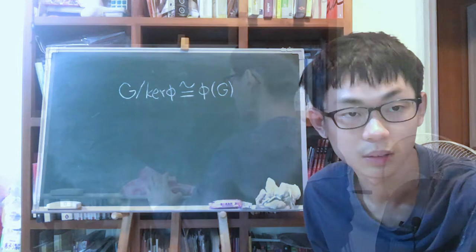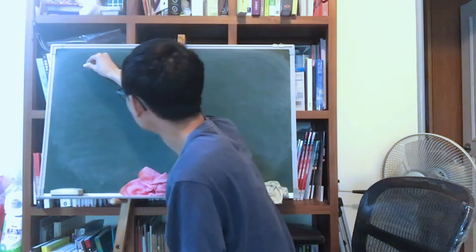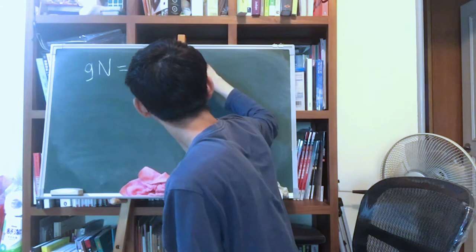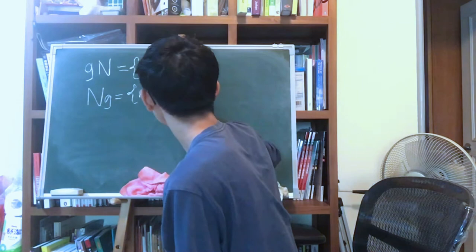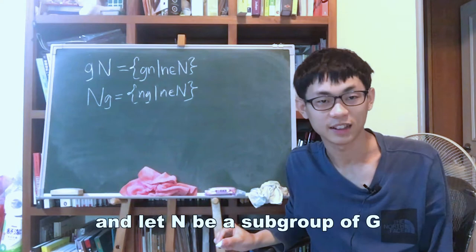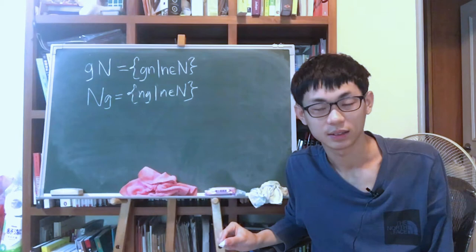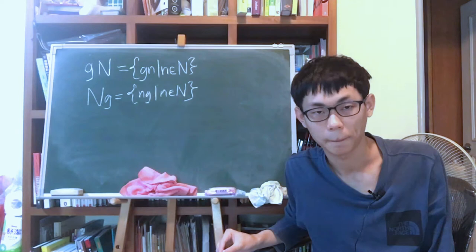We start from the definition of normal subgroups and quotient groups. Let G be a group, and let N be a subgroup of G. Given an element g in G, the left coset gN is the set of gn such that n is in N, and the right coset Ng is the set of ng such that n is in N. For simplicity, we will only use left cosets.